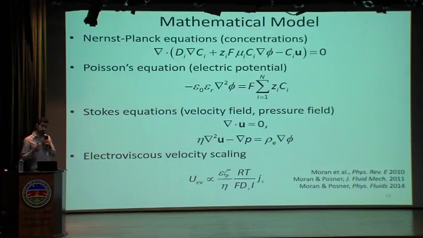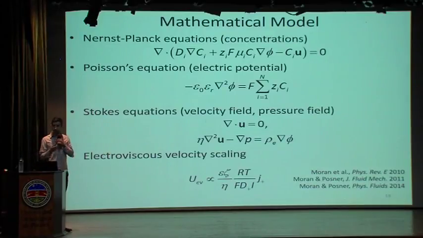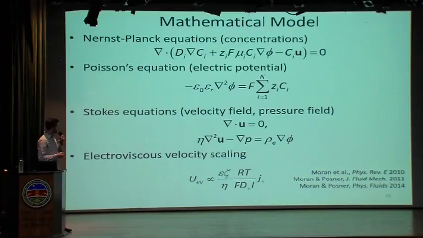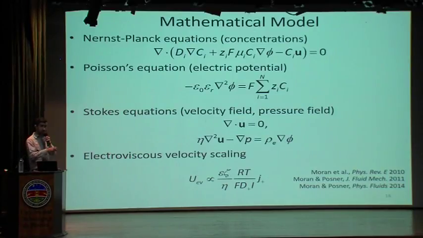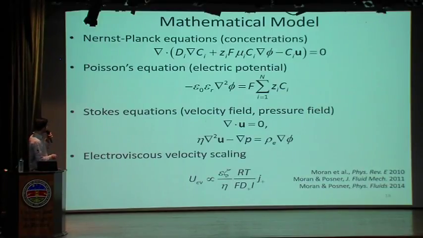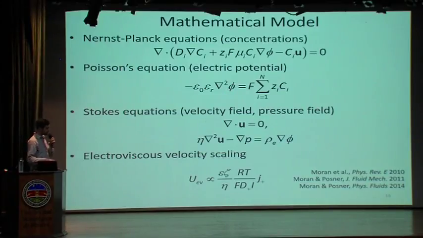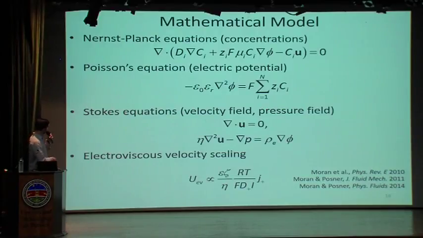So to answer these questions, I constructed a mathematical model of the rod's motion, and we conduct simulations of the rod's motion to try to understand the physics. Okay? So I'll just briefly go through the equations. So this equation here is called the Nernst-Planck equation. It describes the concentrations of different species in the solution. Poisson's equation describes the electric potential field. Okay? So this is how we're going to describe the electric field in the solution.